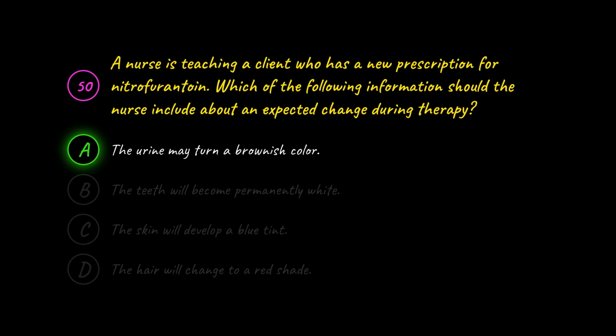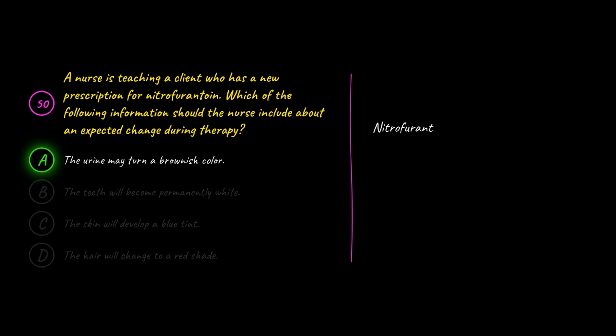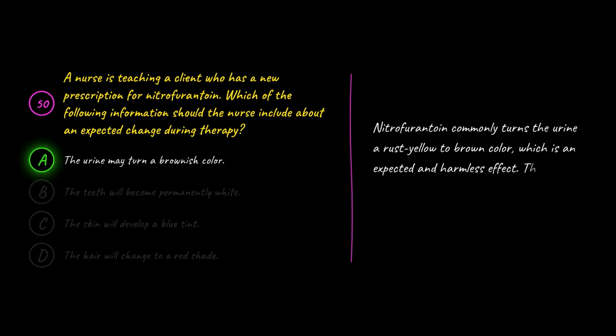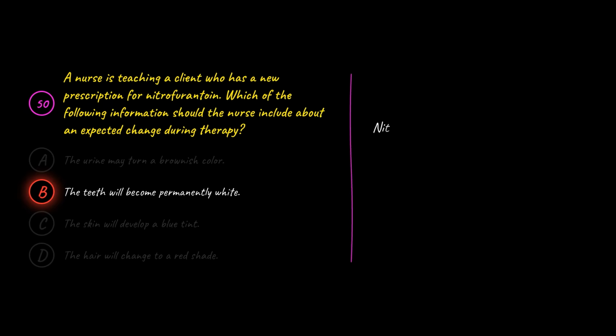The correct answer is A. The urine may turn a brownish color. A is correct because nitrofurantoin commonly turns the urine a rust yellow to brown color, which is an expected and harmless effect. The nurse should reassure the client that this discoloration does not indicate a problem and is anticipated with therapy. B is wrong because nitrofurantoin does not whiten the teeth.